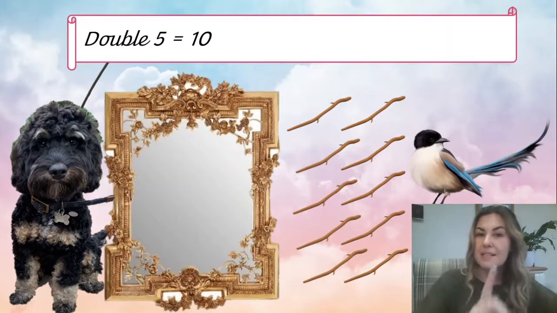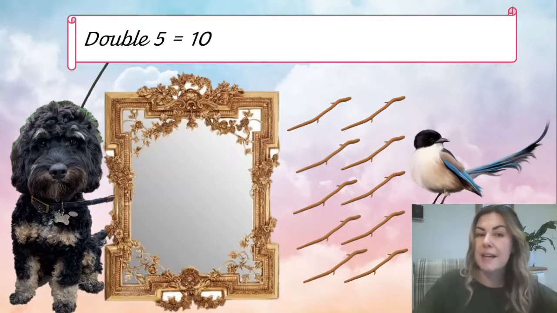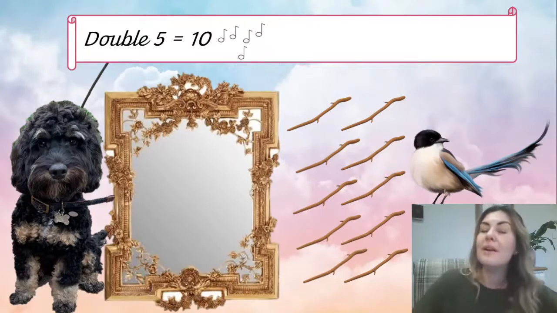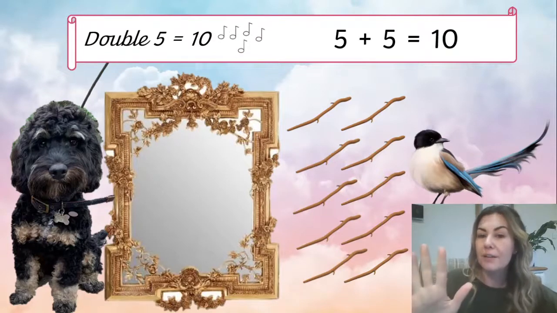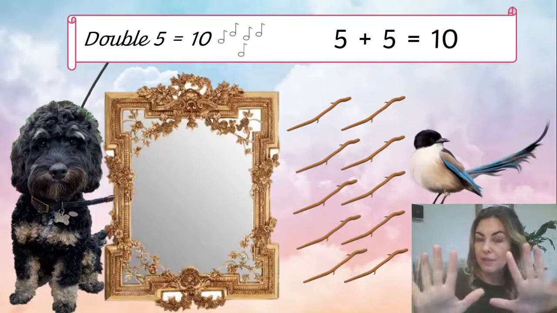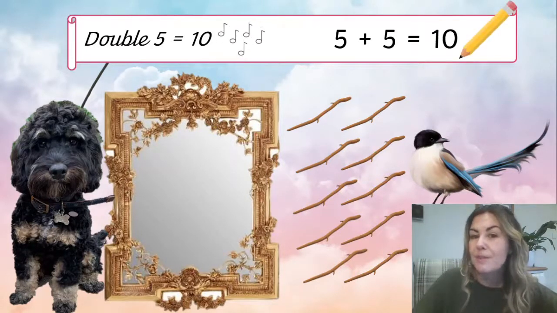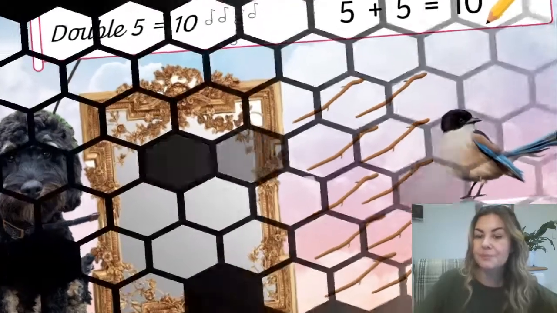Can we say that together? Double 5 equals 10. Now it's your turn to write what you have discovered. We have learned that 5 add 5 equals 10. So pause the video, write that in your book, and then join me again for one last part of the story. Go.